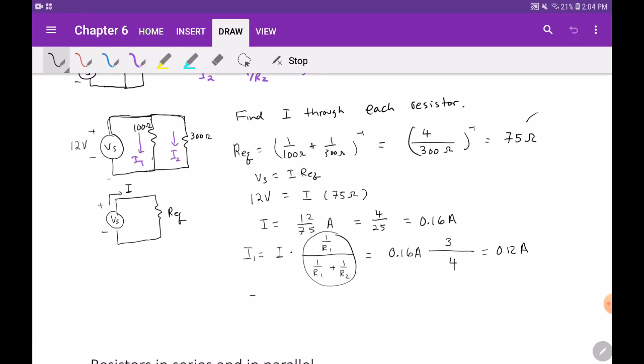And for I2, at this point you can do subtraction. The total was 0.16 that goes into that node, and 0.12 comes out, going through the 100 ohm resistor. That means I2 must be I minus I1, or you can do the ratio too. So that's equal to 0.04 amp. Or I could have just done the total, 0.16 amp, times 1 out of 4, which is equal to 0.04 amp.